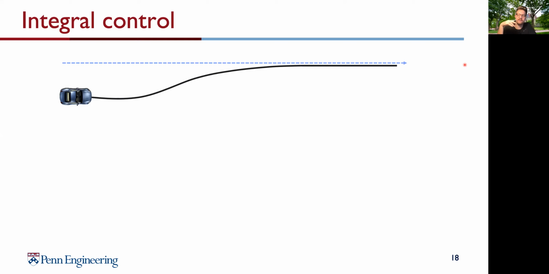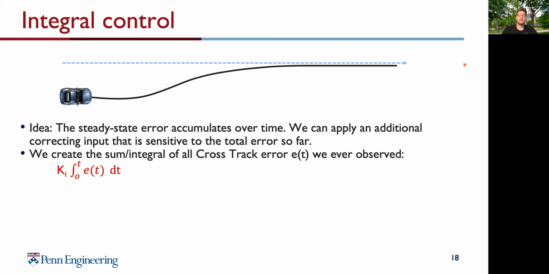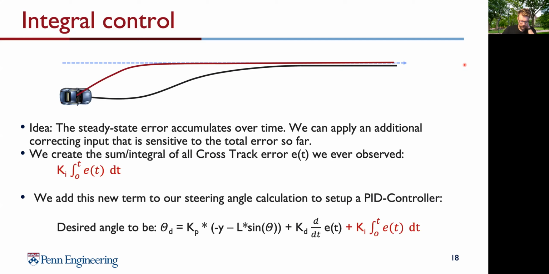You need a sustained situation of a large error, and that means we are measuring the sum of the cross-track error over the time. So the idea is the steady state error accumulates over the time, and we apply an additional correcting input that is sensitive to the total error so far. So you see here now the additional trajectory our car is approaching. It's going much faster to the reference line and sticking more closely to the reference line.